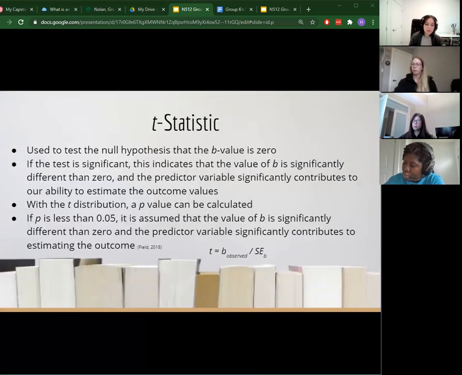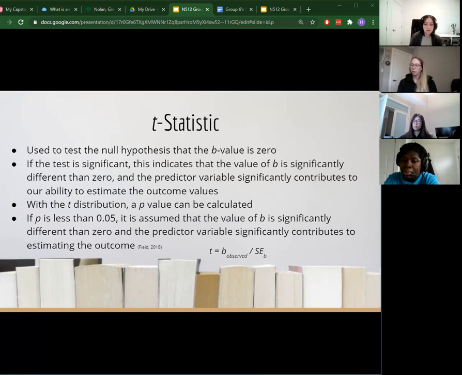And we have the T statistic, which is used to test the null hypothesis that the B value is 0. If the test is significant, this indicates that the value of B is significantly different than 0, and the predictor variable significantly contributes to our ability to estimate the outcome values. With a T distribution, a p-value can also be calculated. So if the p is less than 0.05, it's assumed that the value of B is significantly different than 0, and the predictor variable significantly contributes to estimating the outcome.